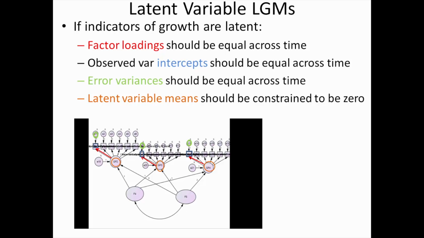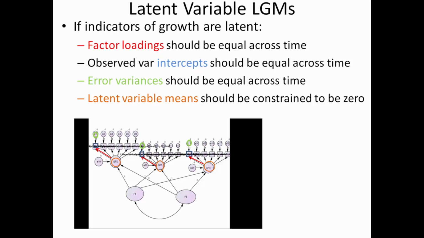Sometimes we have a model that looks like this, where a growth curve is not made up of observed variables, but it's actually made up of latent variables that are then made up of observed variables, a second order model, if you will. When we have this, there are certain constraints that need to be in place in order for the model to be identified. First of all, in red, factor loadings should be equal across time. The observed variable intercepts should be equal across time. The error variances should be equal across time. And the latent variable mean should be constrained to be 0.